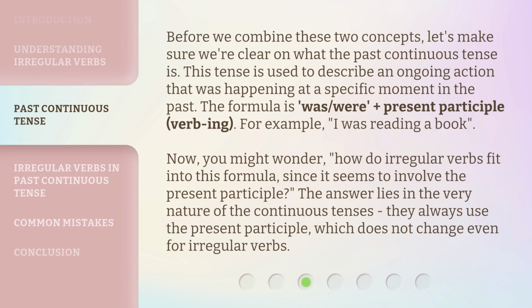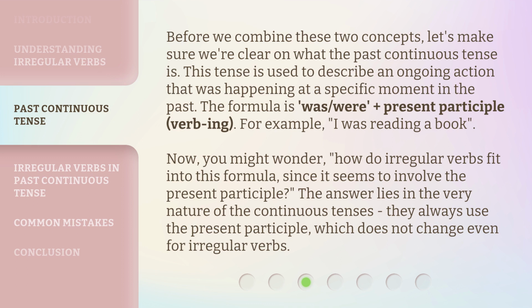Before we combine these two concepts, let's make sure we're clear on what the past continuous tense is. This tense is used to describe an ongoing action that was happening at a specific moment in the past. The formula is was/were plus the present participle, verb plus -ing. For example, I was reading a book.